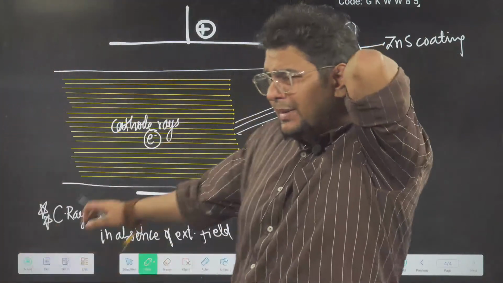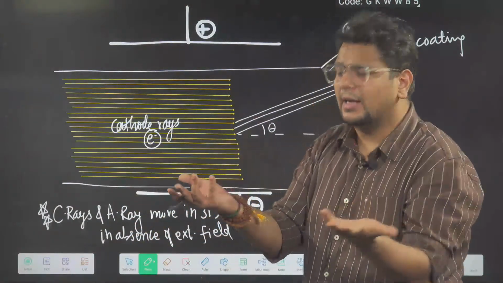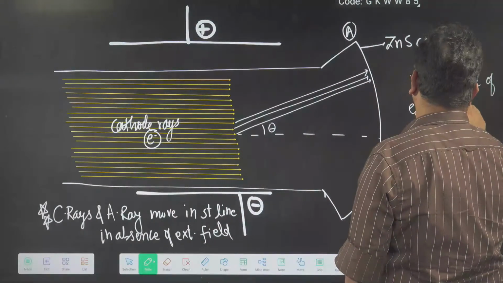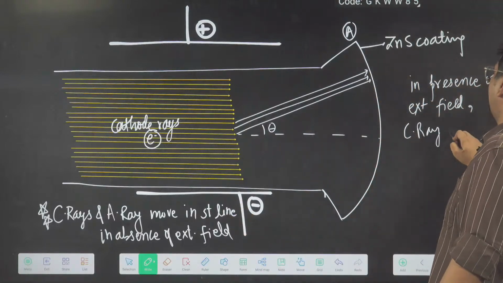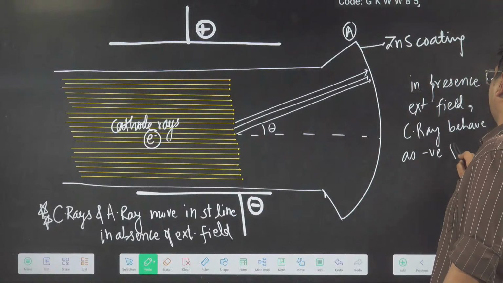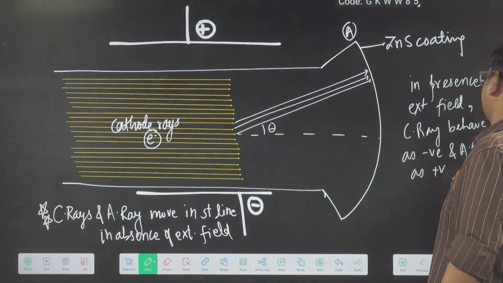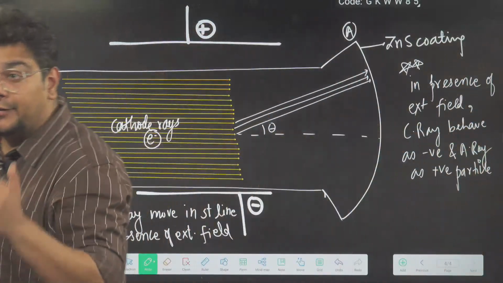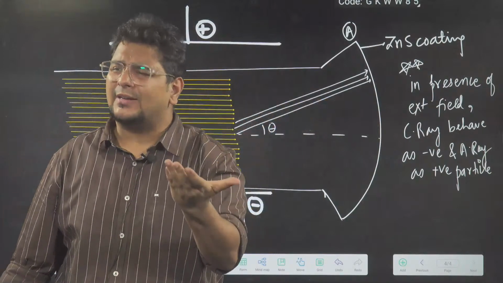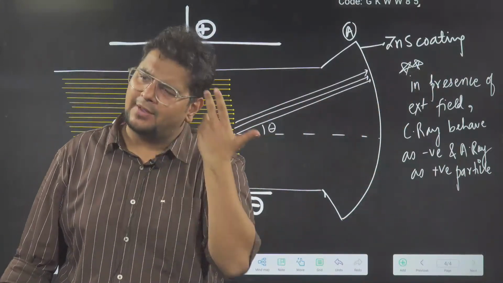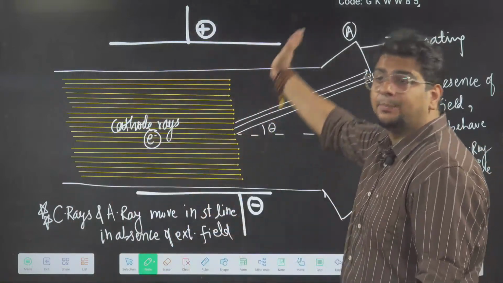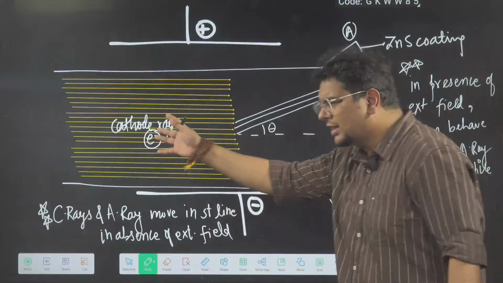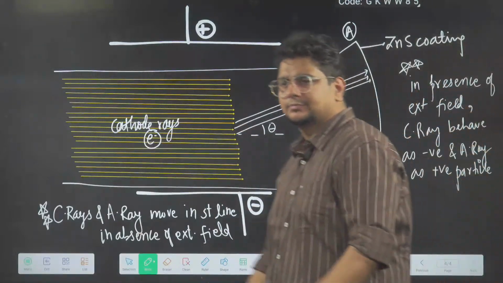So can I say cathode ray, anode ray will be moving straight in absence of any external field? But in presence of an external field, we know very well, cathode rays behave as negative and anode rays as positive particles. In the absence of any external field, they will go straight. But if you put an external field, cathode rays are electrons, so they behave like negative. Anode rays are positive, they behave like positive. So the cathode ray is deflected towards the positive external field, and the anode ray is deflected towards the negative external field. But in the absence of any external field, they will keep on moving straight. Clear or not clear?